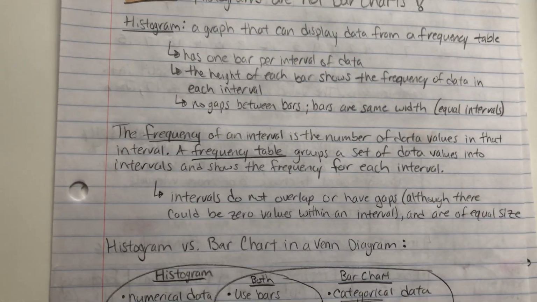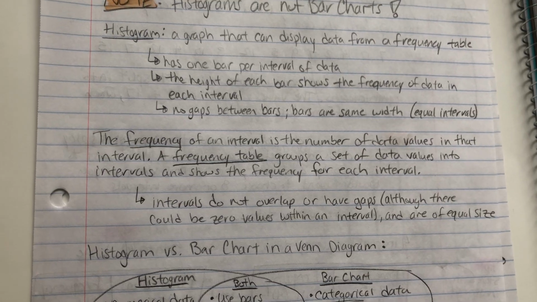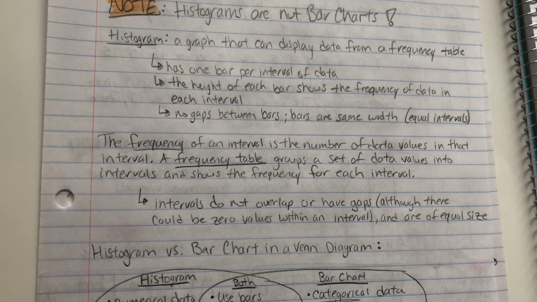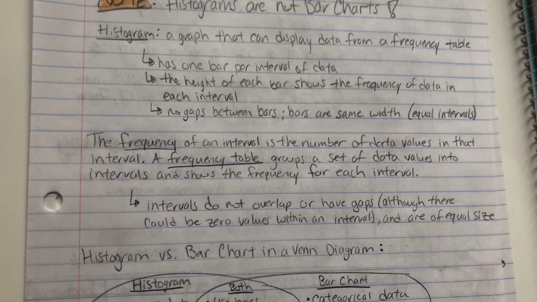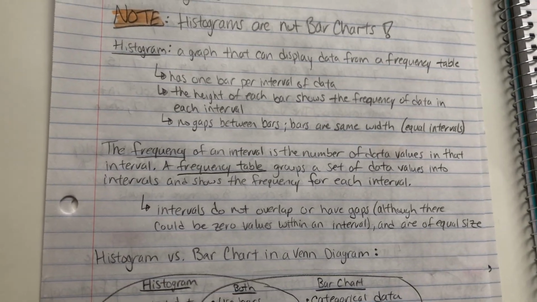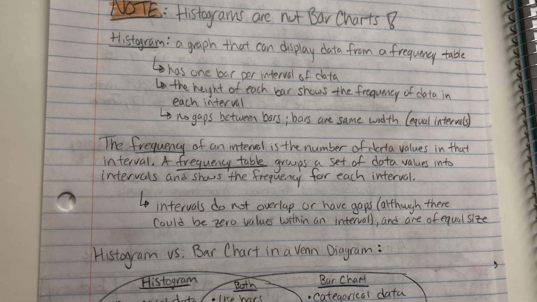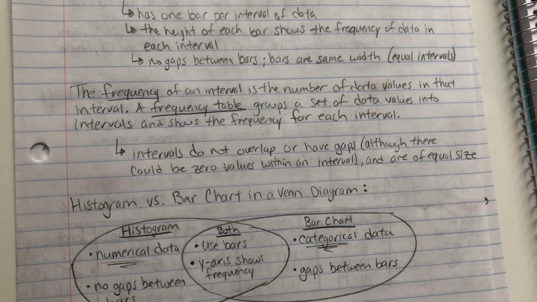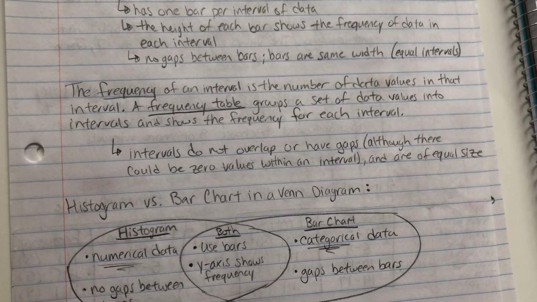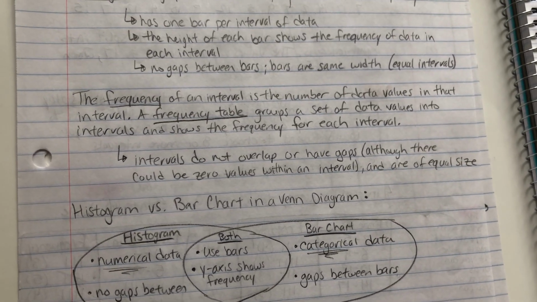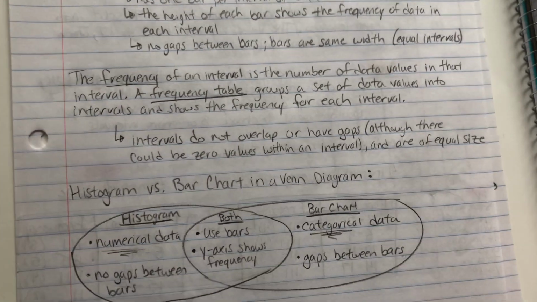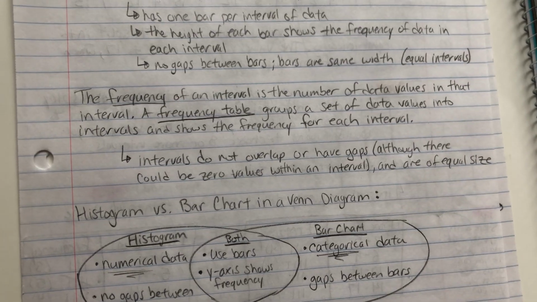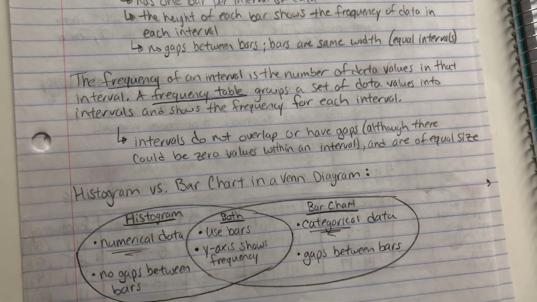The frequency of an interval is the number of data values in that interval. A frequency table groups the set of data values into intervals and shows the frequency for each interval. To give you a better idea of what that is, that's going to be our first example in just a moment. Intervals do not overlap or have gaps, although there could be zero values within an interval itself. So the only time you'll ever see an actual gap in a histogram is if there is an interval of data in which no data values fall.